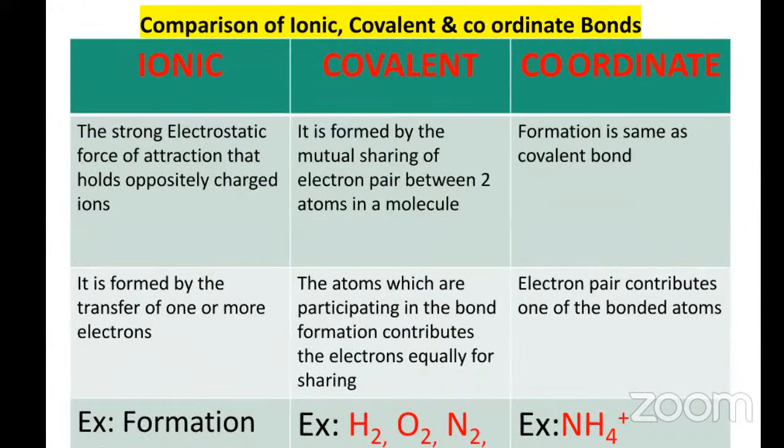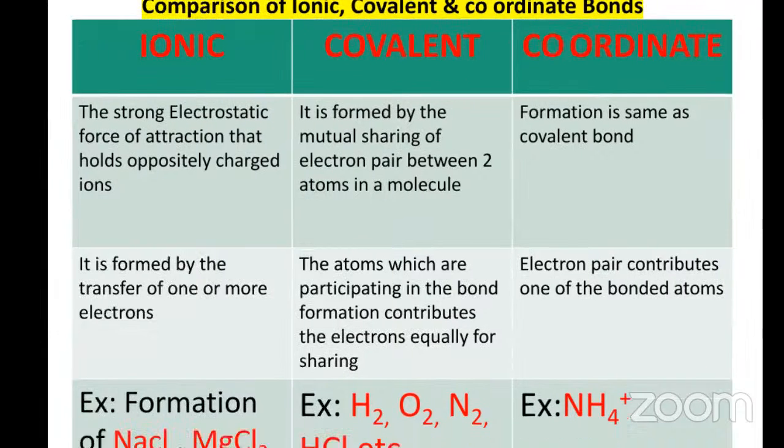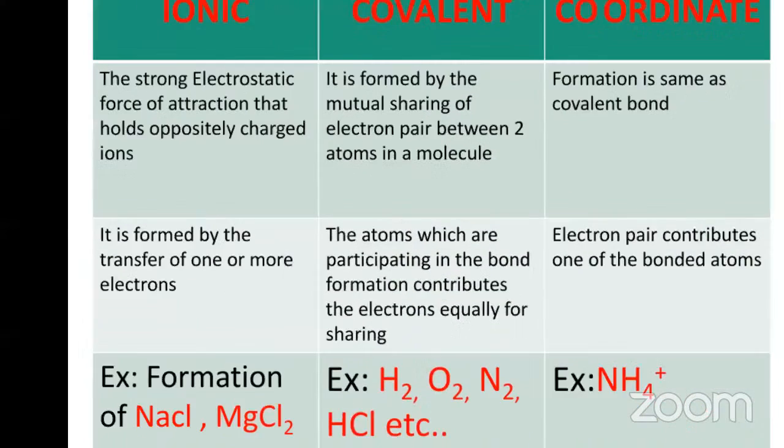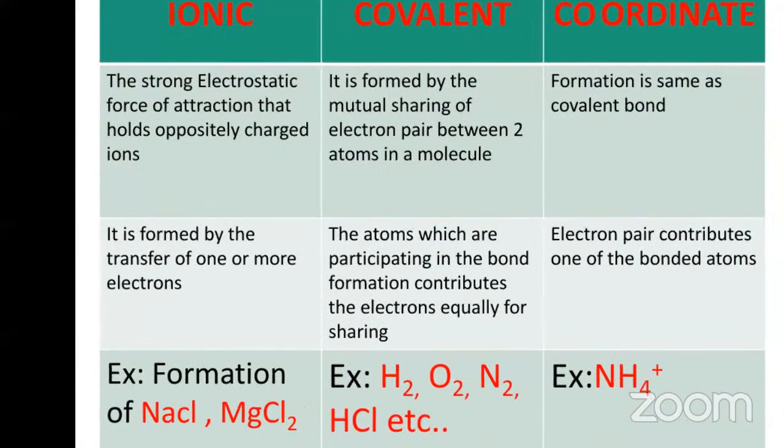Ionic bond. It is a strong electrostatic force of attraction that holds oppositely charged ions together. It is formed by the transfer of one or more electrons from one atom to another atom. Example, formation of sodium chloride and magnesium chloride. Then covalent bond. It is formed by the mutual sharing of an electron pair between two atoms in a molecule.